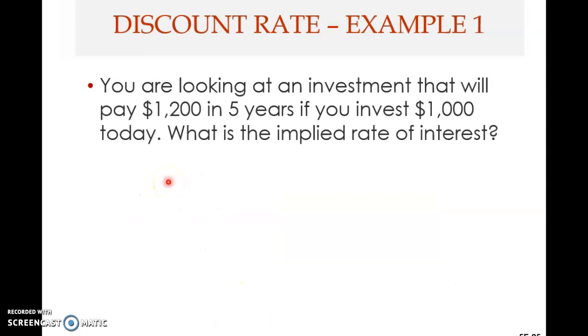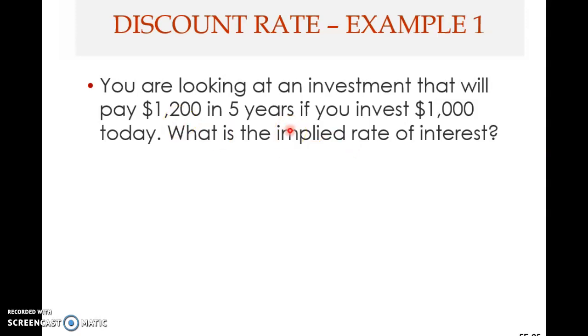Now let's look at an example where we apply this formula. You are looking at an investment that will pay 1,200 in 5 years. If you invest $1,000 today, what is the implied interest rate? Again, this is a simple time value of money problem. In any simple time value of money problem, you need to identify the three known elements, and then you solve for the fourth unknown.